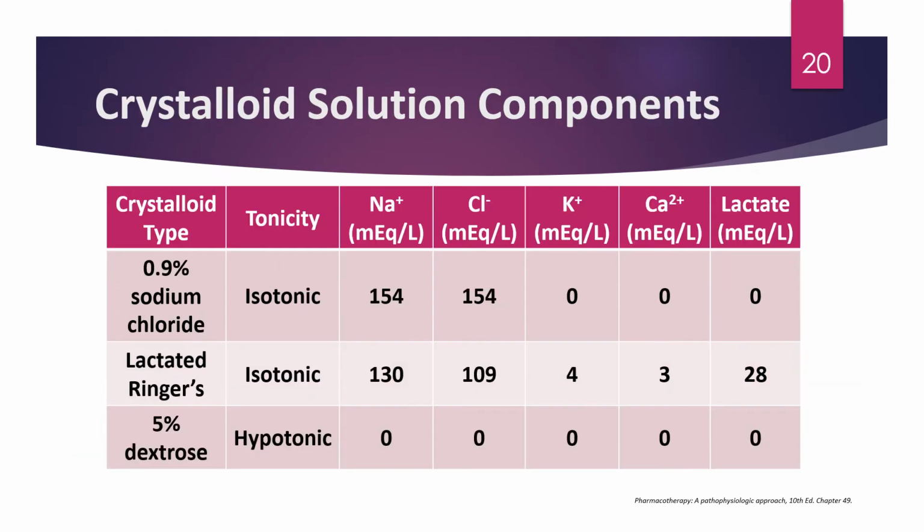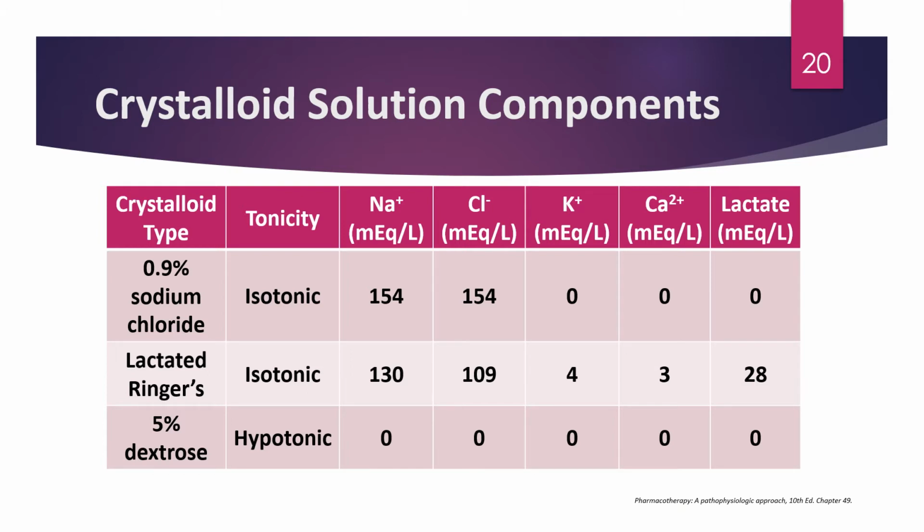In regards to the crystalloid solution components, like we mentioned before, normal saline and lactated ringers are isotonic. 5% dextrose is hypotonic, so it will go not only into the extracellular space, it will also go into the intracellular space. Keep in mind that the components of these solutions are bolded, and these are important to know because they not only play a role in your treatment of shock, but they also play a role in the types of electrolyte disorders that you may get from some of these fluids, such as normal saline with hypernatremia and hyperchloremia.